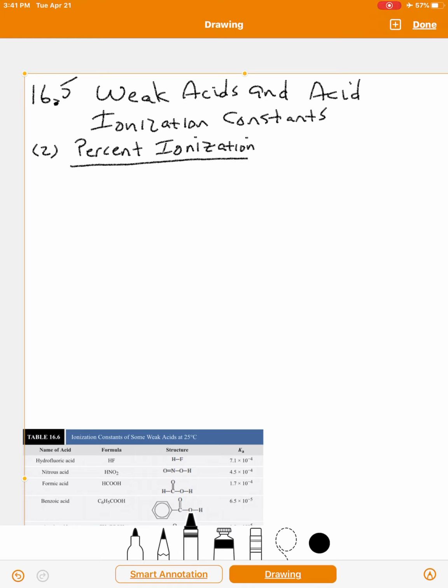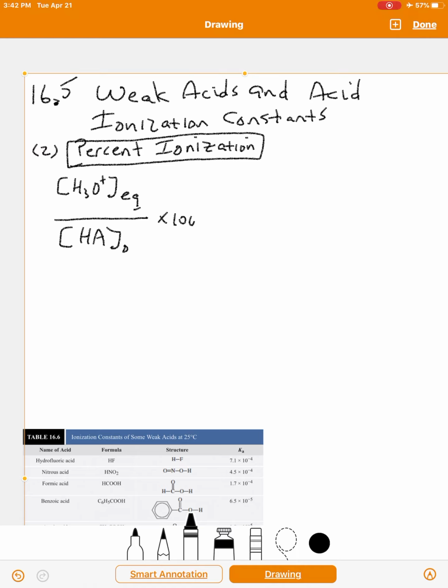Percent ionization is a very simple issue. What you're doing is you're calculating the concentration of hydronium once the solution is at equilibrium, divided by the initial concentration of the acid times 100%. It's just a different way of reporting the answer to what we did in the previous problem.